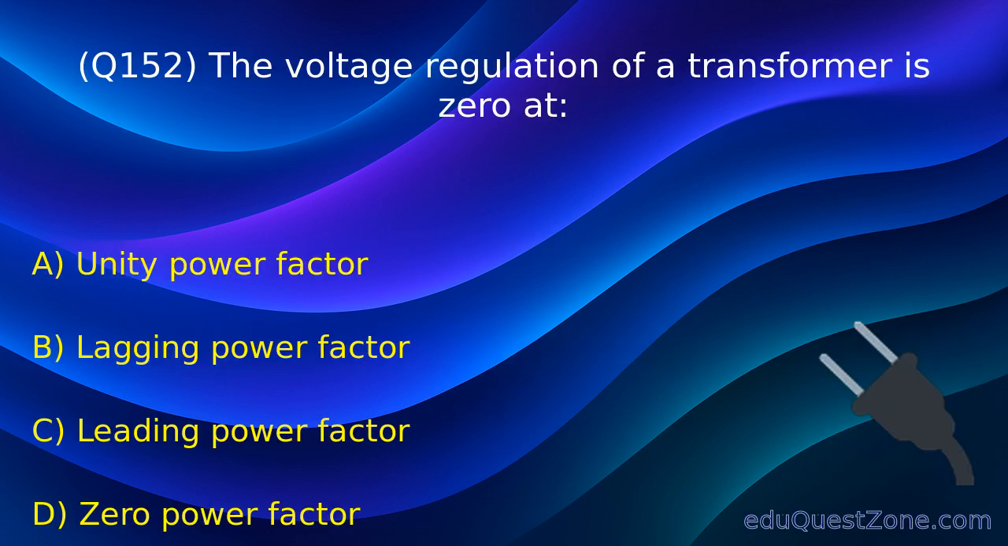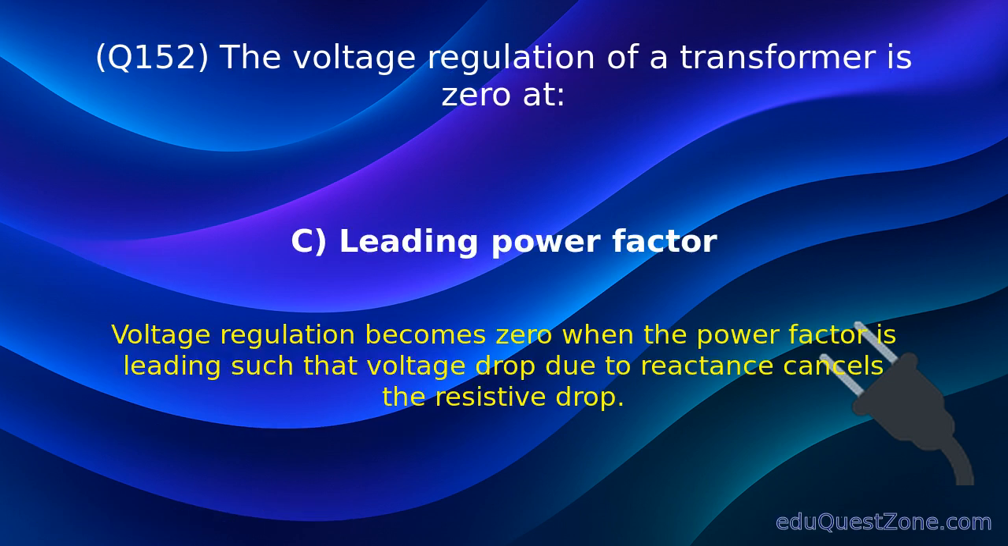Question 152. The voltage regulation of a transformer is 0 at? Option C, leading power factor. Zero regulation occurs at a leading power factor where voltage drop due to reactance cancels resistance drop.